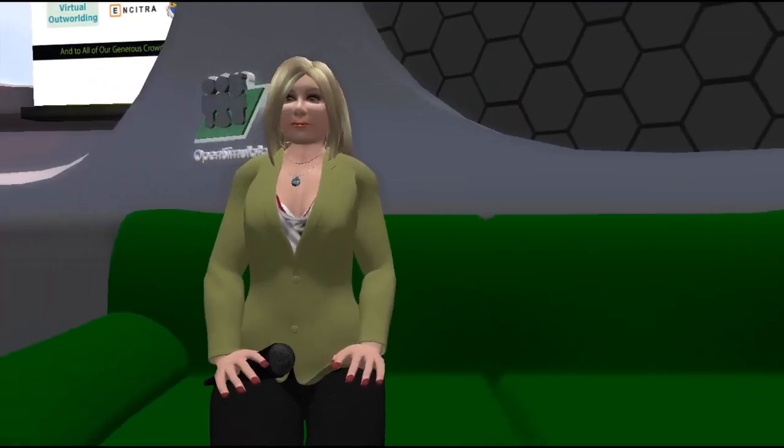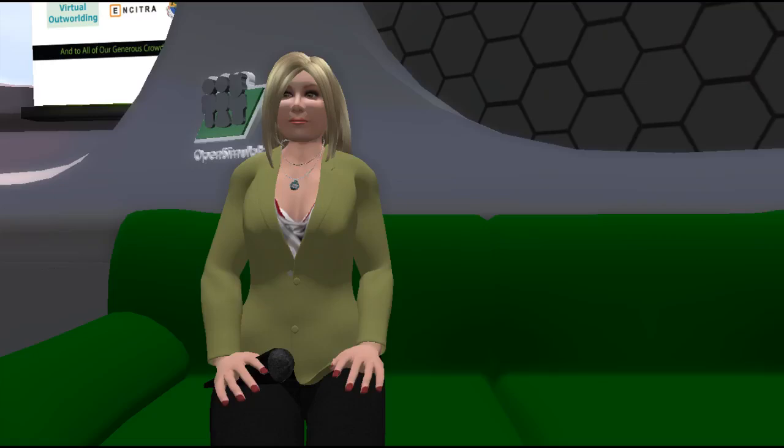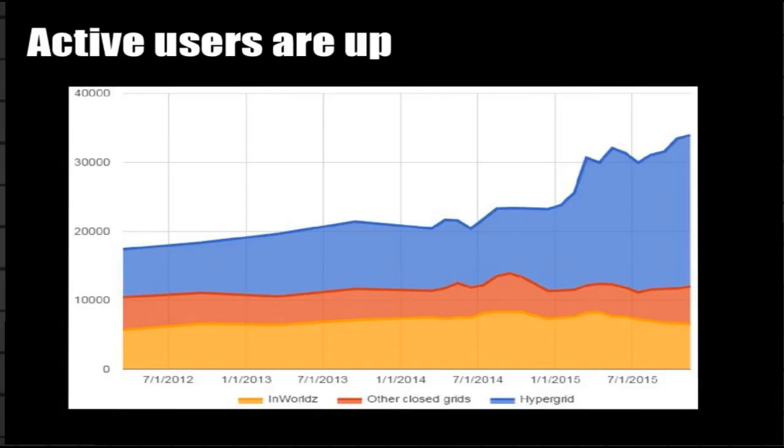So in particular, what I'm excited about is the growth of the hypergrid. The blue area here on this chart is the growth in the hypergrid users. There's more than 33,000 unique users right now using OpenSim's public grids, more or less. There's various issues with statistics. This is the best numbers we have right now. 2 out of 3 of these users are on the hypergrid.